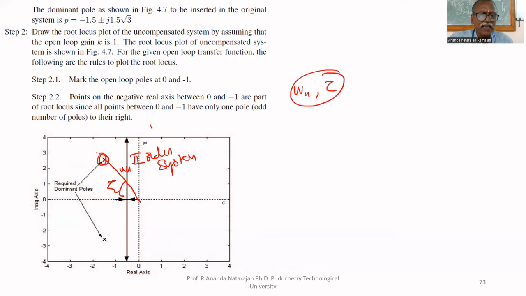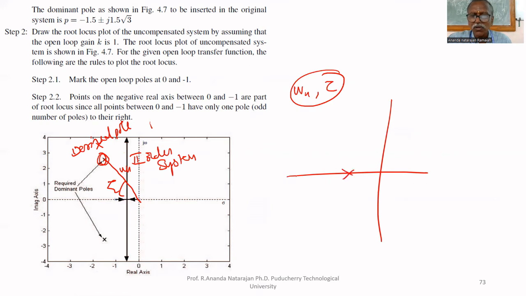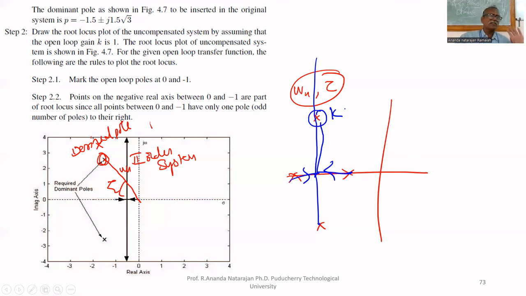For that, the pole must be here, but I cannot place it on the root locus. Even if I vary k, the root locus will not come here. The root locus is away from that point. This is the desired pole. I want to keep the pole here, but the original system root locus is not passing through it. If it were passing through, suppose the original system is like this, my desired pole is here and the root locus is passing through it. Then I only have to find the value of k at that point. That's all. Design is over.